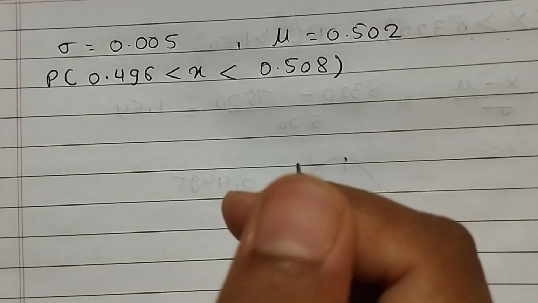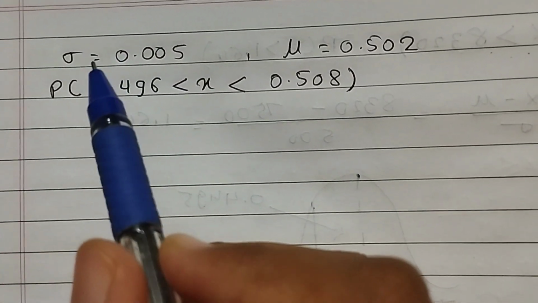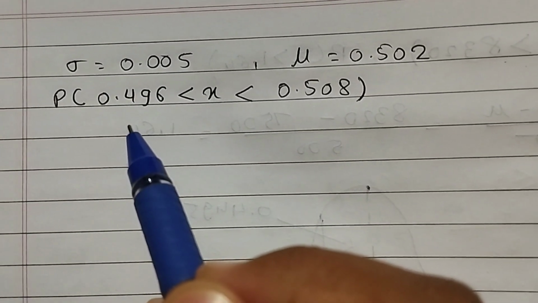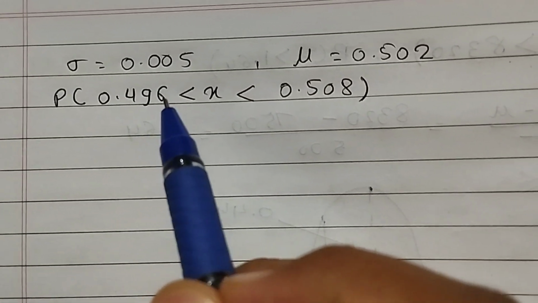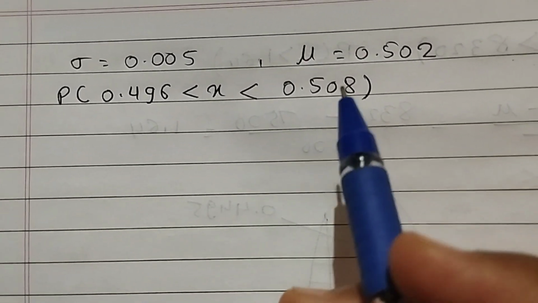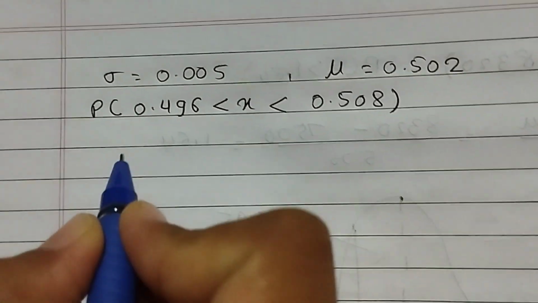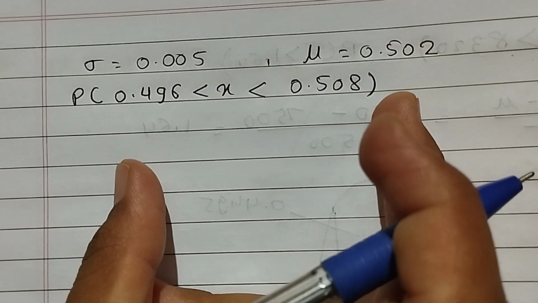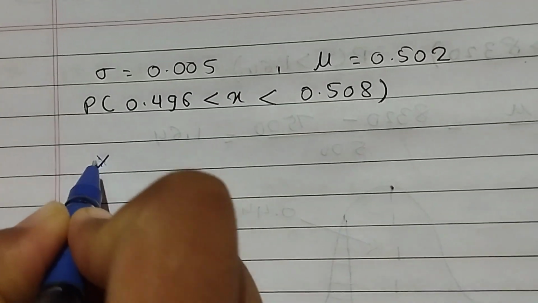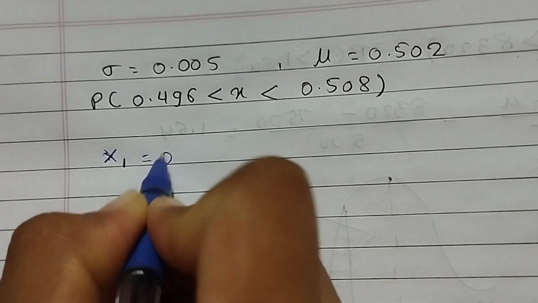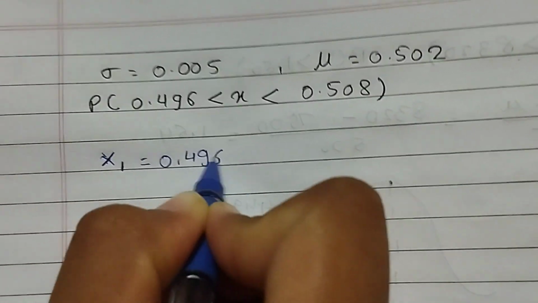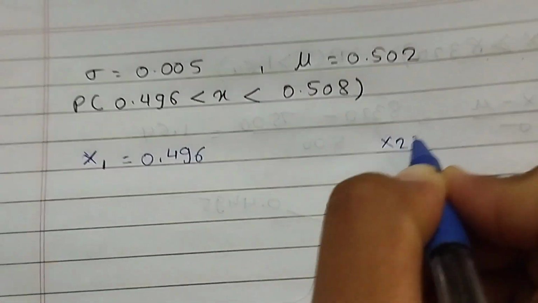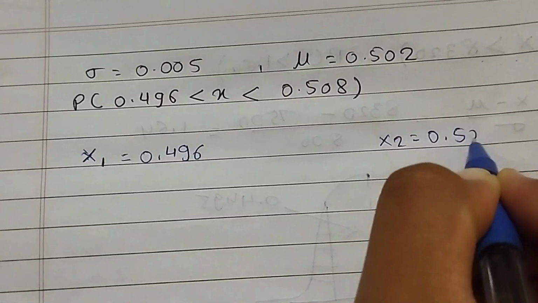Now let's see one more example. Here the mean and the standard deviation are given, and we want to find the probability between 0.496 and 0.508. How do we find it? Same as before, first consider the given values as x. Here two values of x are given. Suppose the first is x1, which is 0.496, and the second is x2, which is 0.508.